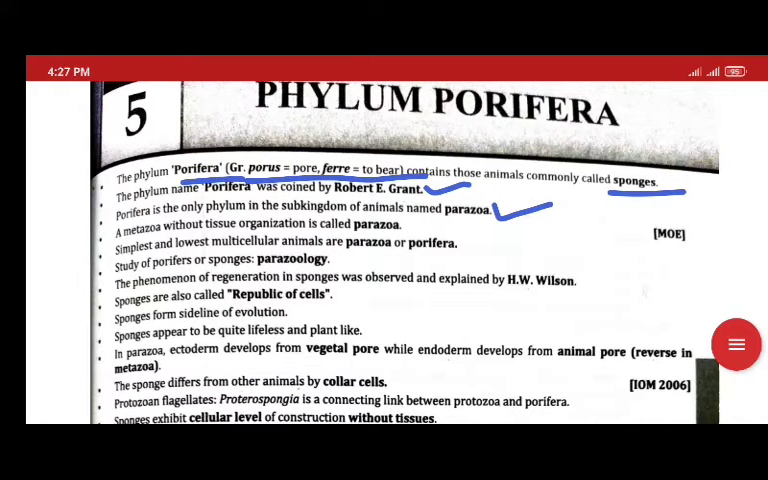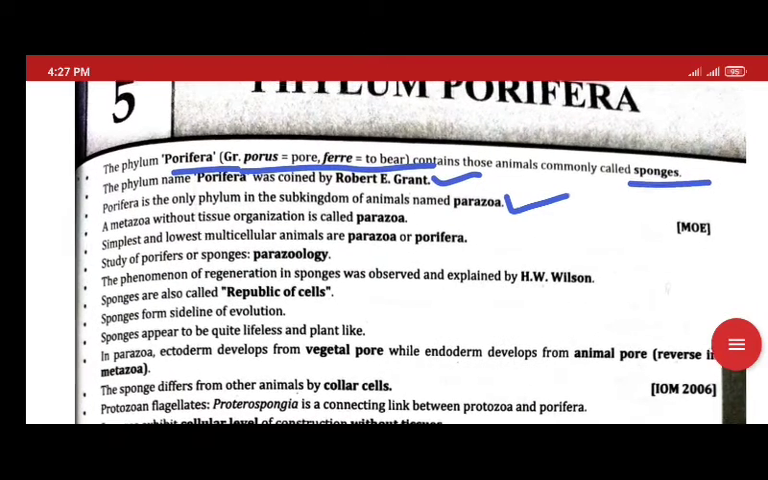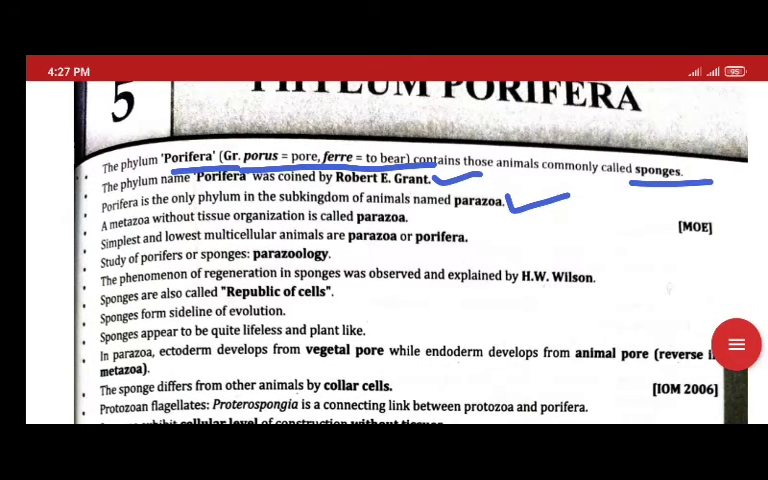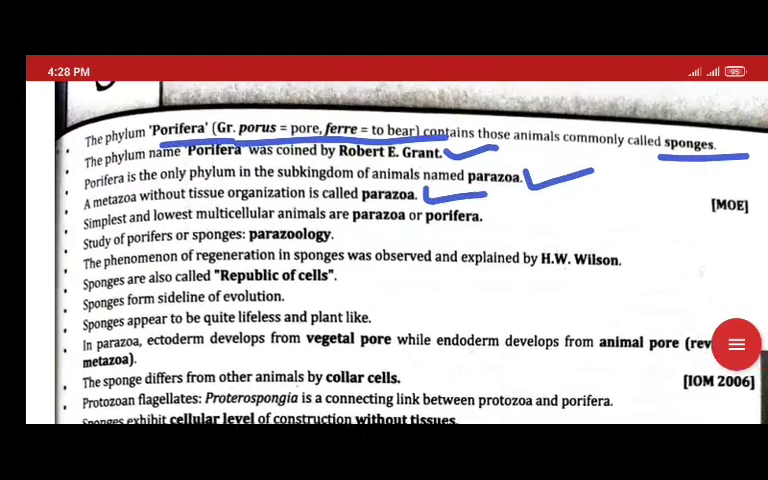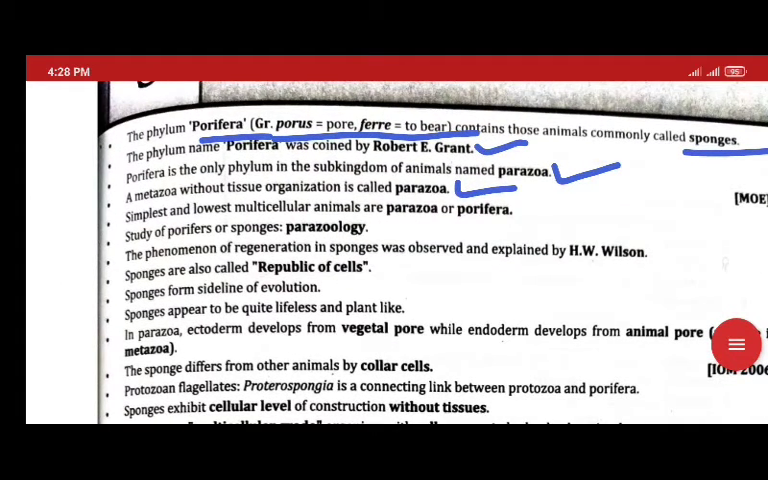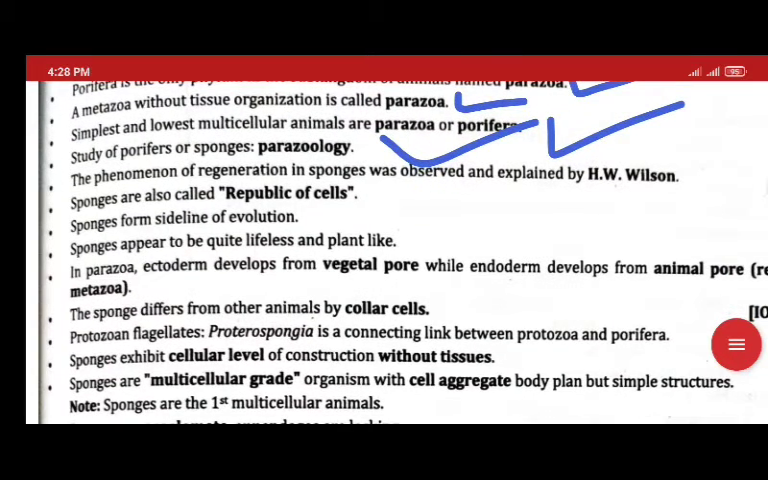It comes under Parazoa. It is not Eumetazoa, it is Parazoa. After Porifera comes Eumetazoa, but sponges are Parazoa. A metazoan without tissue organization is called Parazoa, because there is no tissue. The simplest and lowest multicellular organisms are Parazoa. The study of this is called parazoology.